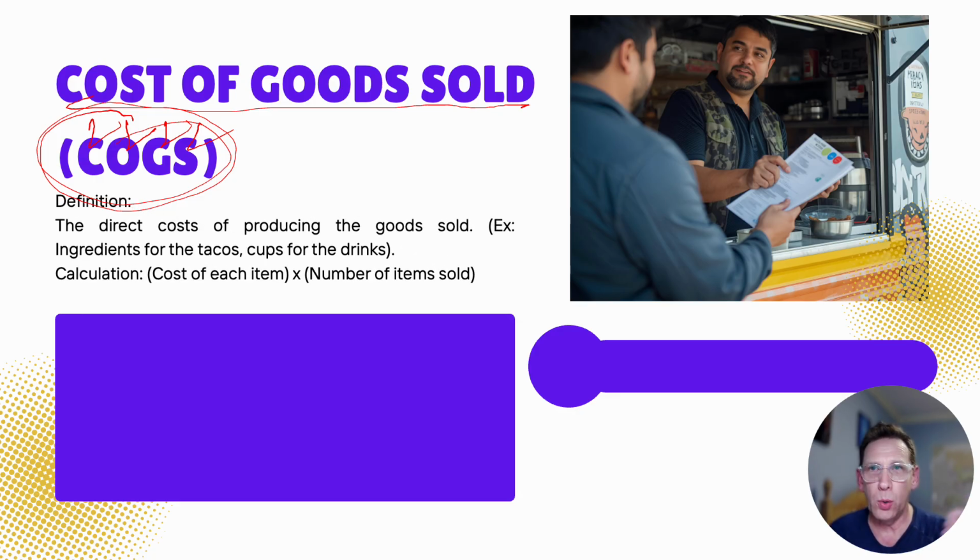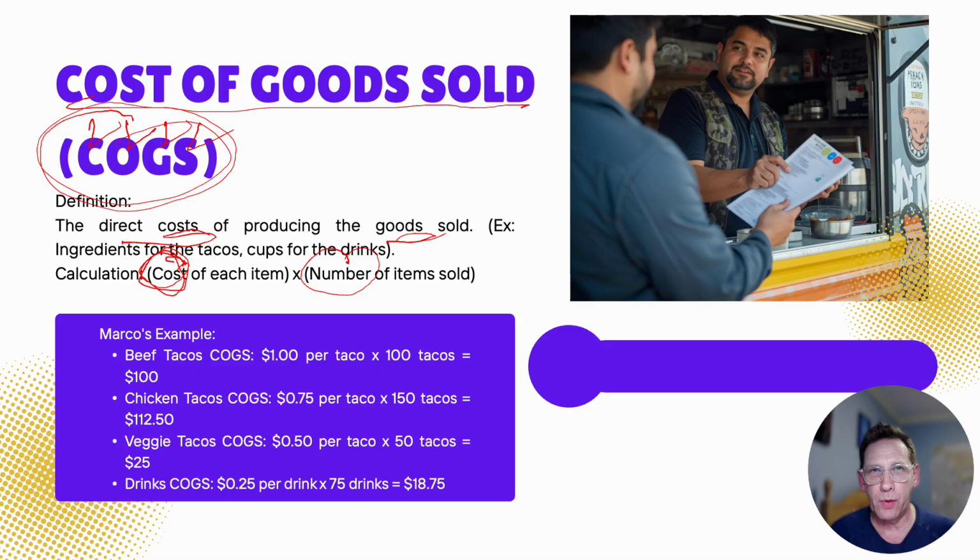COGS, your cost of goods sold, is the direct cost of producing your goods. For example, the ingredients for the tacos, the cups for the drinks, and so on. The way you calculate it is you look at the cost of each item times the number of items sold. It's very similar to your sales revenue. The difference is that in cost of goods sold you're looking at the cost, while in sales revenue you're looking at the price of each item.